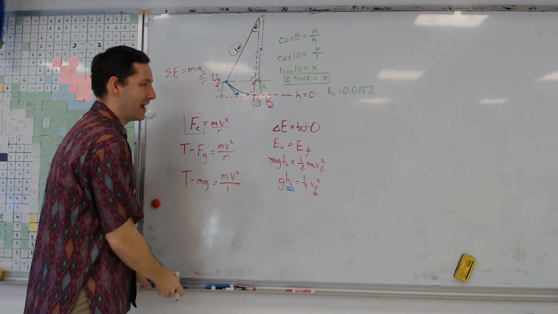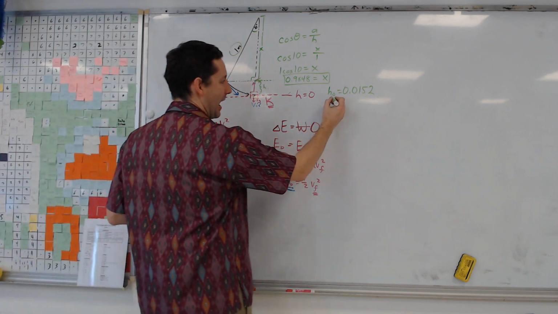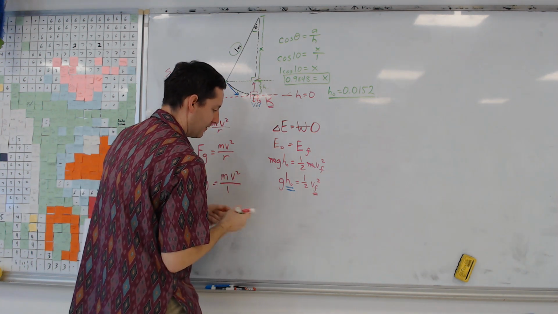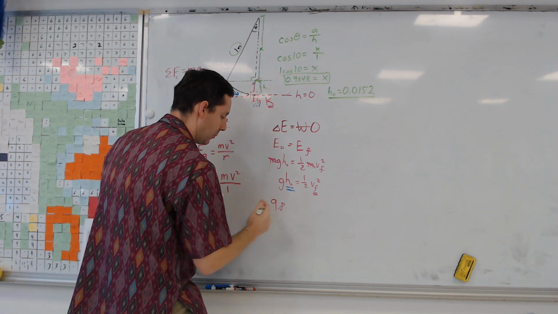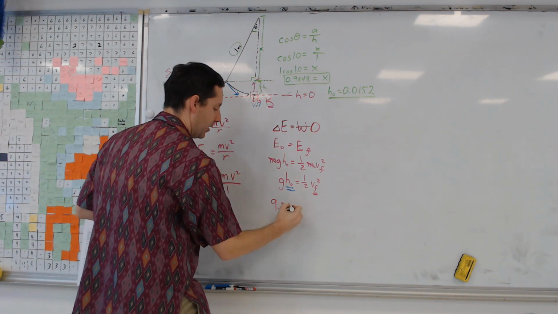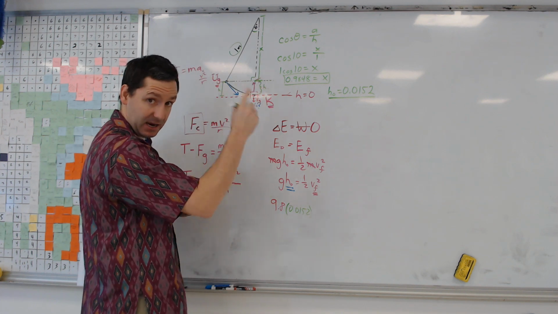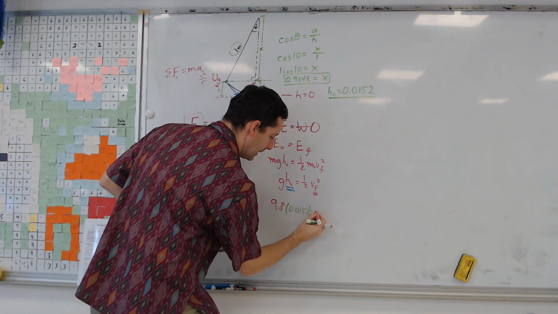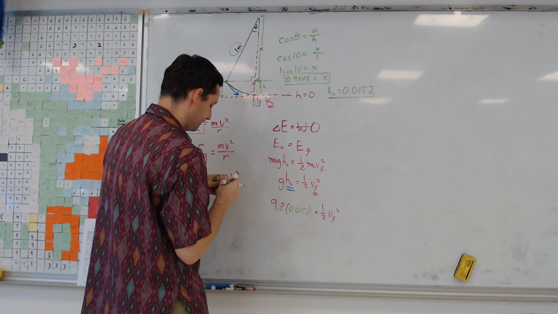Now that we've done all that math, we can take that and put it in for our height. We're going to have the g, which was 9.8, and we're going to multiply it by the height that we just found, 0.0152, which is in meters. I was careful to make sure that everything was in meters. That equals 1/2 v final squared.